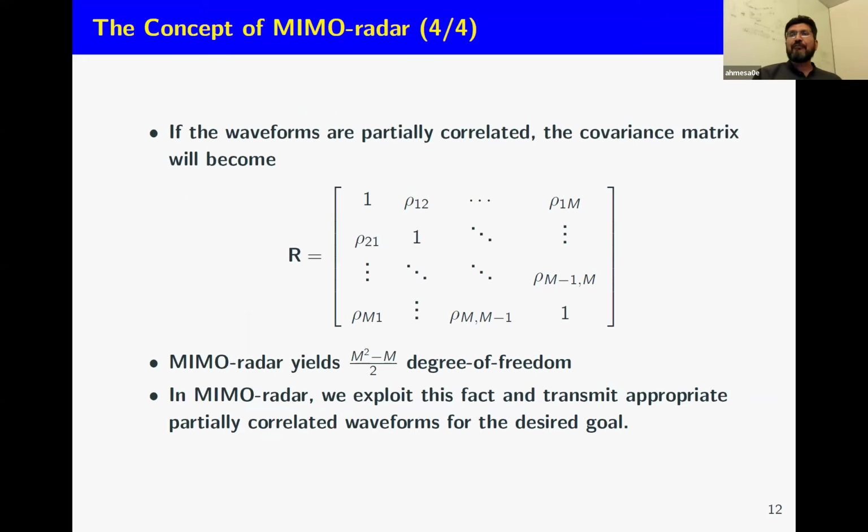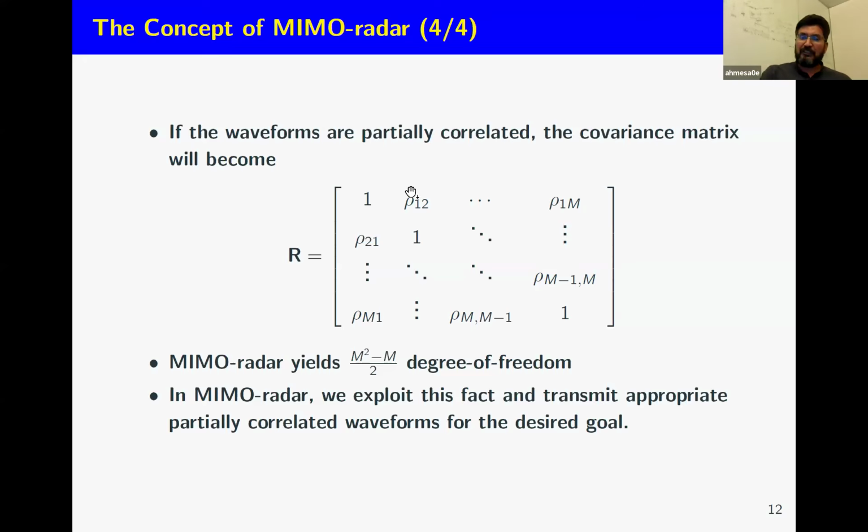In MIMO, we have a number of parameters that we can change, and by changing them we can achieve different beam patterns. If you count, the upper diagonal elements are the conjugate of the lower diagonal elements. So if you change them, you change the others as well. So we can change only these, and if you count how many parameters we have here, that is the degree of freedom.